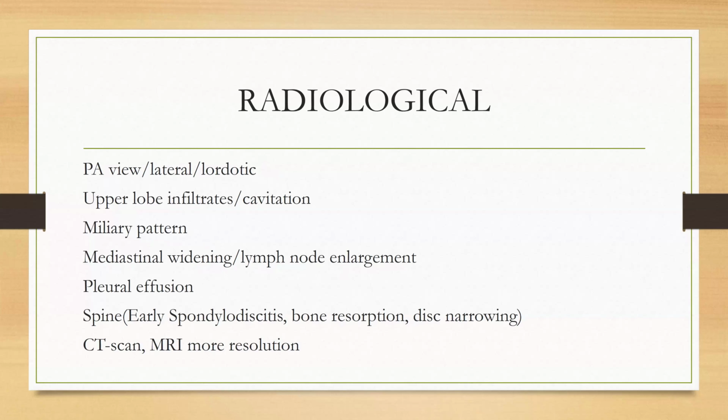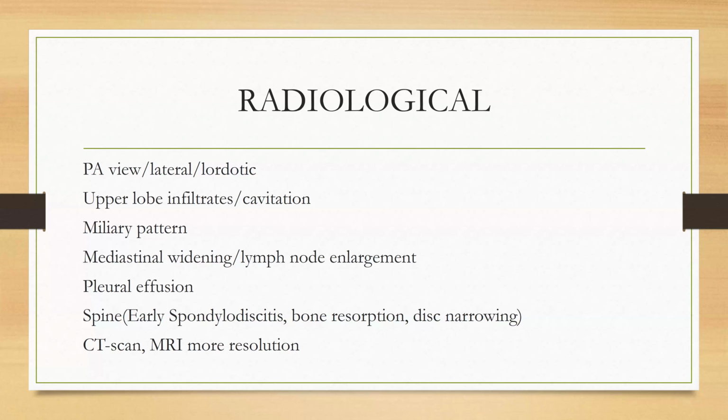Next, radiological. Usually the views that are done, especially in X-ray, are a posterior anterior view. You can also do a lateral view and a lordotic view. Sometimes the radiologists prefer that you do a PA and also a lateral, so that they are able to see, almost, a three-dimensional view of the pulmonary cavity.